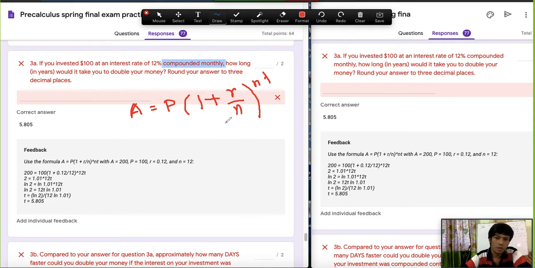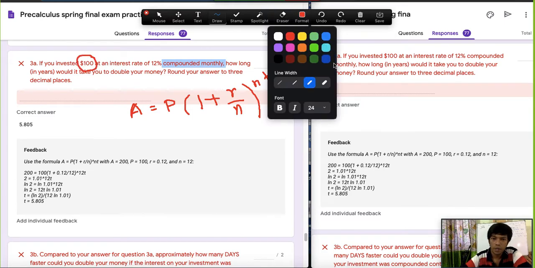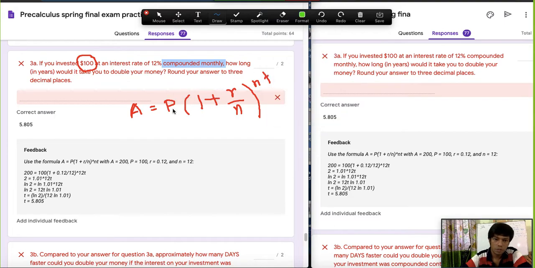So this is the compound interest formula, and this is our initial money, which is 100. So 100 is here. This will be the 100 because this is the principal money. And what is our target? Our target is to double this money. So double of 100 means 200. So we need $200.